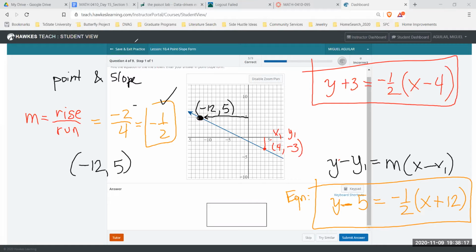Hawks would accept either one of those. So the point doesn't matter. The slope here does. As long as the point is on this blue line, it will work and provide you with an equation that will work in Hawks. So even though this red equation that I put up here looks really different from the orange equation that I put down there, either one of them will work.